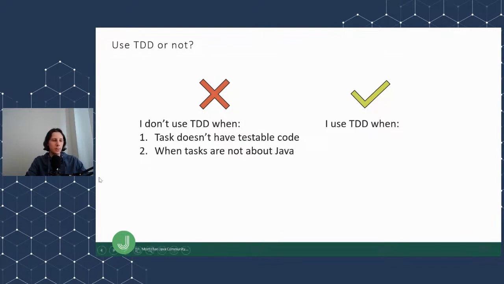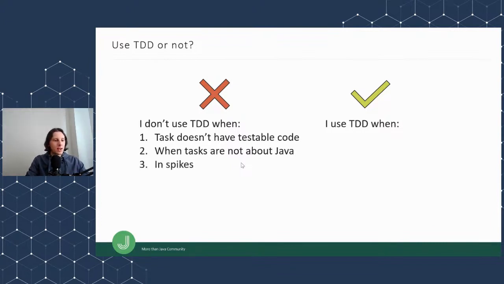And for the second part, when I have a task not about Java, why would I write tests? So for example, when I have to update the Docker file or the Gradle build scripts and so on, I don't use TDD. So it's simple. Is TDD only for Java? No, it's for all programming languages that have some testing frameworks. So for all good languages, Java, JavaScript, Python, C#, PHP.